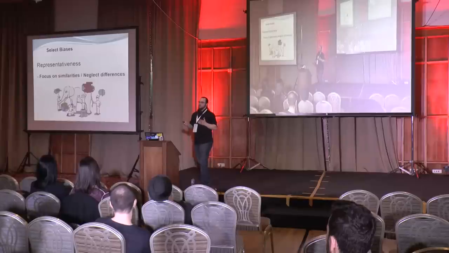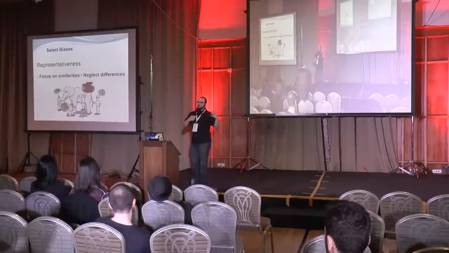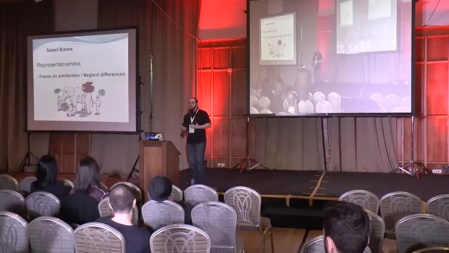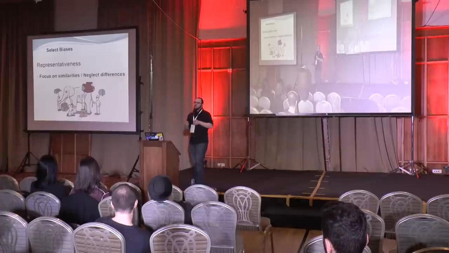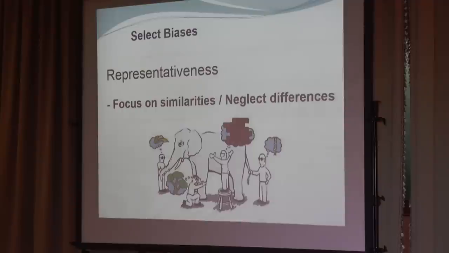This bias is a little bit more in-depth or involved. It's the representativeness bias. This one is where we're focusing on similarities and we're neglecting the differences in systems. I'll give you some examples of this specifically later. But one of the classic tales of representativeness bias is the four blind men and the elephant. One is feeling the trunk and saying, oh, this must be a snake. One is feeling the tail, saying, oh, this must be a rope, and so on and so forth. They're only looking at the very small section of the entire picture and making an assumption about what's going on.